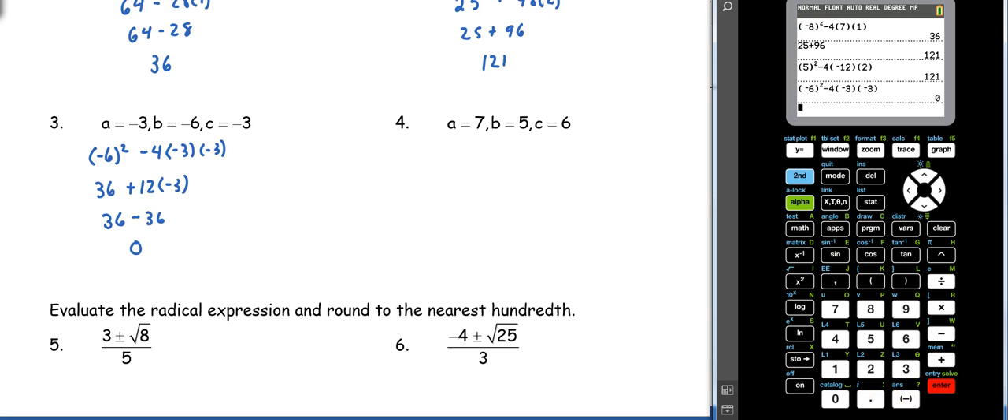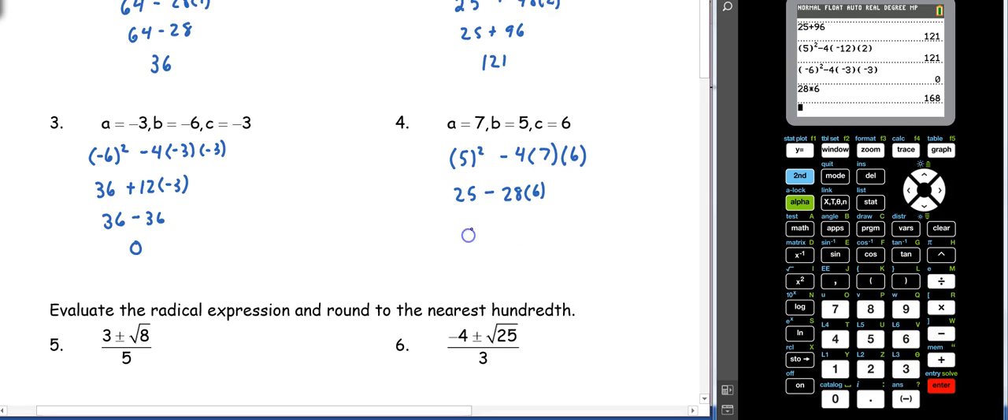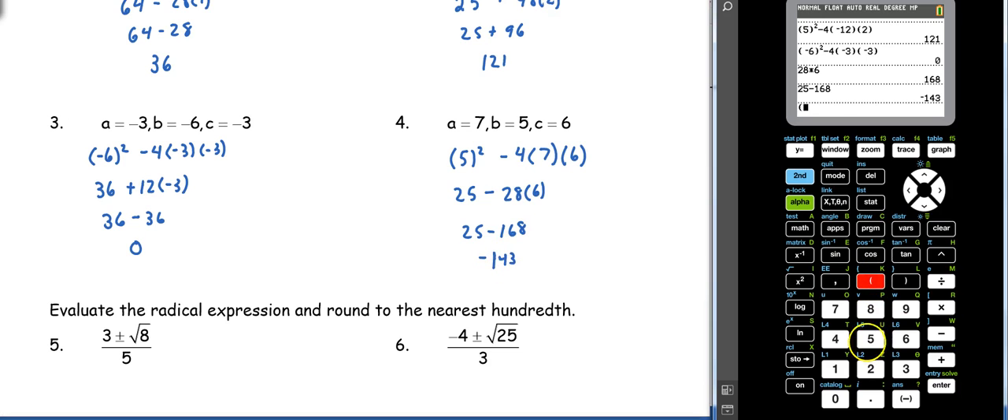Number 4, when I substitute in, I have b squared, so 5 squared minus 4ac, so minus 4 times 7 times 6. 5 squared is 25. 4 times 7 is 28, times 6, so we get 25 minus 168, which gets us -143. If I put that in the calculator, (5) squared minus 4(7)(6), I get the same answer.